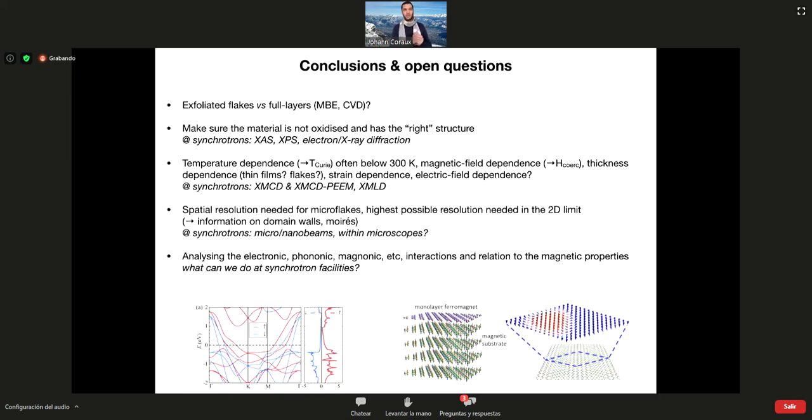So with that, I would like to conclude. I think it's important to keep in mind that both exfoliated and full layers need to be investigated. So far, it's a strong need from the community, I would say. We need to make sure that the material we are looking at is not oxidized and it has the right structure. And I think that the tools we have at synchrotron facilities are really useful. I didn't mention so much what we could do with diffraction, but probably there's important information we can get from that. The temperature dependence is obviously something we need to study, and the bad point is often below room temperature.